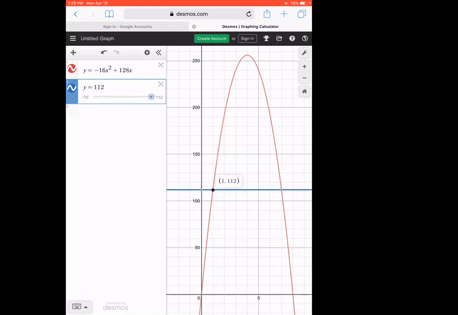So I can also do that on the other side. I know it didn't ask for it, but if you click the other dot, it'll show you it happens again at 7 seconds, which makes sense, right? It's going to go up, and it's going to come back down. It's going to hit 112 twice.